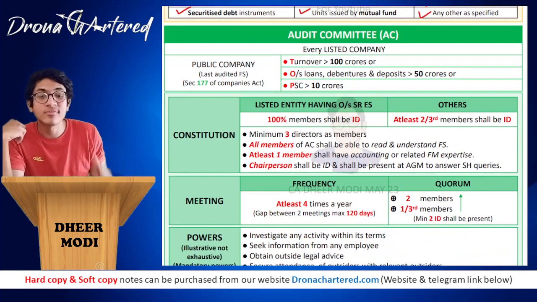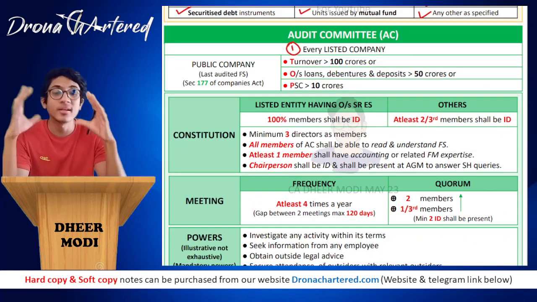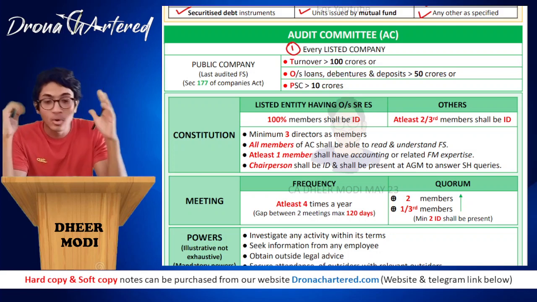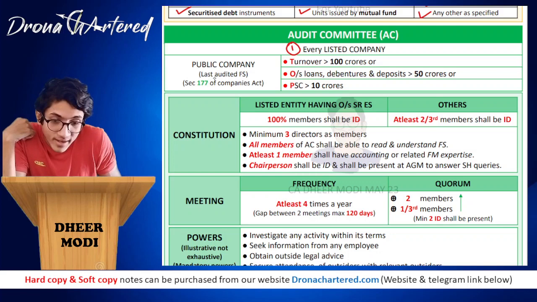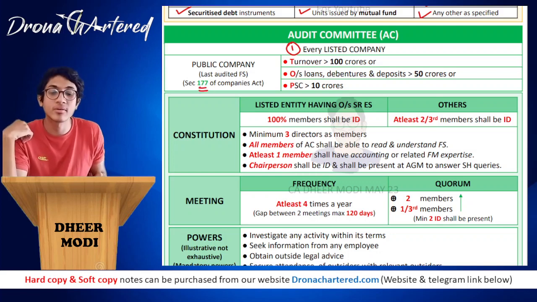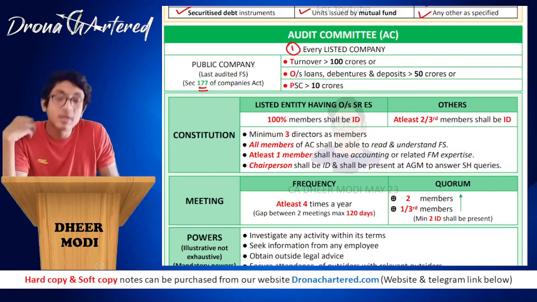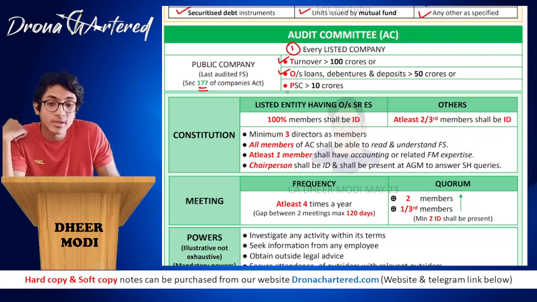Starting with the first, that is your audit committee. Your audit committee is first of all applicable to every listed company. Every listed company has to have an audit committee. And for a public company, as per the last audited financial statement, this is as per section 177 of the Companies Act. Any public company following the limits, that is turnover more than 100 crores, outstanding loans, debentures and deposits more than 50 crores, and paid up share capital more than 10 crores.